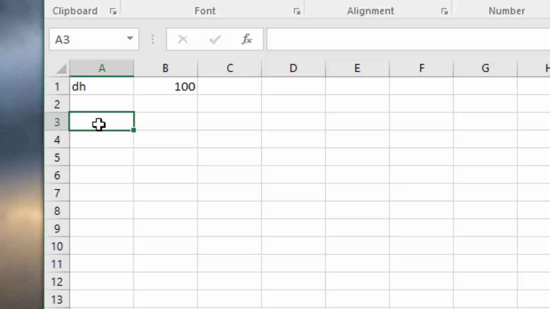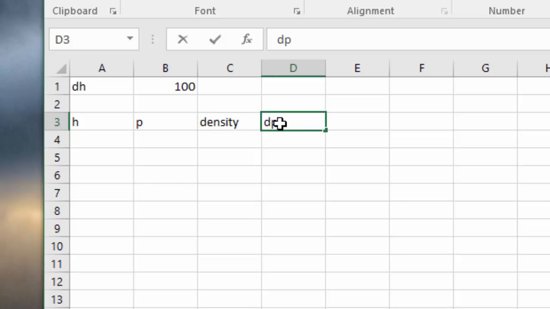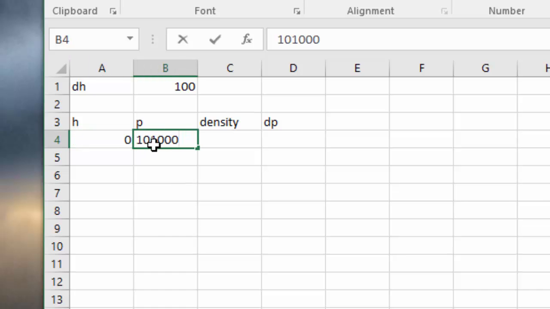And now we're going to have a column of heights, a column of pressures, a column of density, and a column of change of pressure, dP. Now we'll start at a height of 0, sea level, and a pressure of 101,000 pascals.